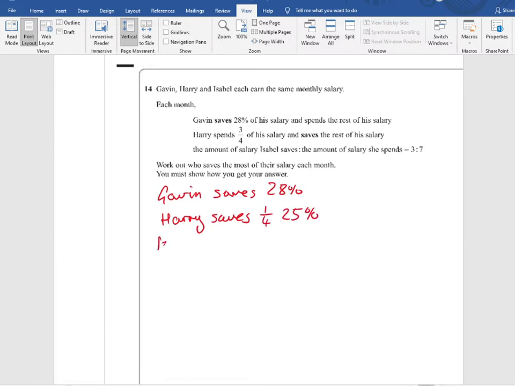And what about Isabel? Isabel might be the most difficult. She saves 3/10, which is 30%. So Isabel saves the most.